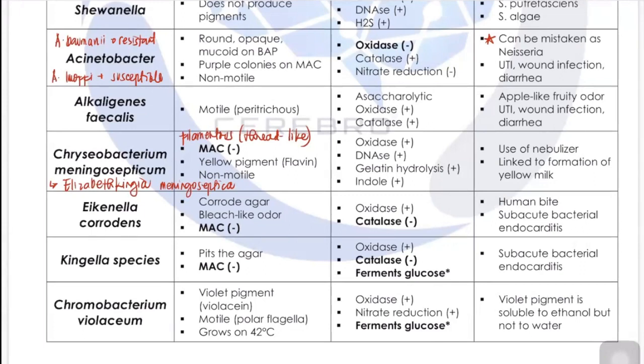Okay, so take note lang natin dito, no, this is associated with the use of nebulizer and also linked to formation of yellow milk. This is an agent of meningitis sa mga neonates. However, meningitis is only a rare condition caused by this organism. Okay, so neonatal meningitis. So rare lang, no? Rare manifestation lang ng organism na ito. Okay? And we are to discuss Eikenella and Kingella together with the HACEK group later.